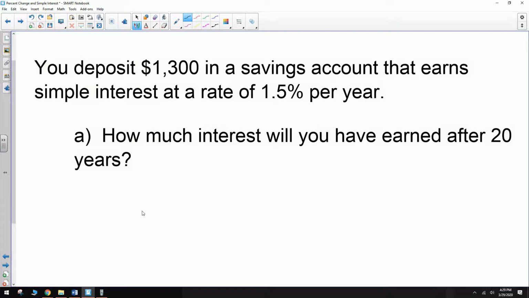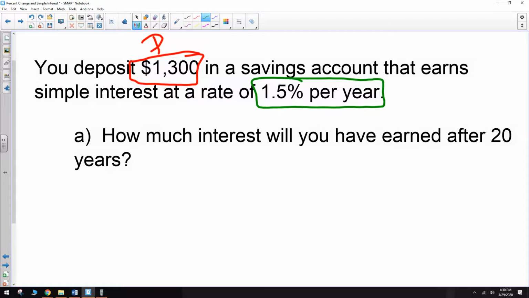You deposited $1,300 in a savings account that earns simple interest at a rate of 1.5% per year. And it's asking, how much interest will you have earned after 20 years? Okay, so I go through my problem and pick out the important information. This is important. That $1,300 was my principal amount. It was my starting. And the 1.5% per year was my rate, my R.